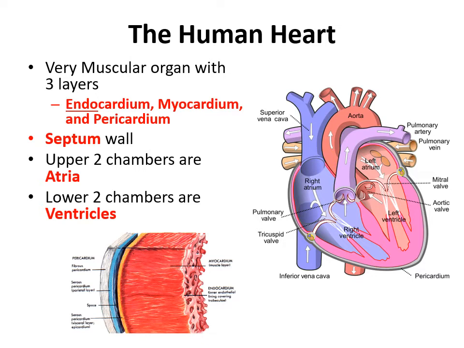Now, in the heart, we've already mentioned that you have atria and you have the ventricles. The atria, we said, are the top chambers. This is where blood will enter, whether it's entering from the body or from the lungs. It has to enter atrium first, and then it goes into a ventricle. And the ventricles are the lower chambers that will then pump blood away from the heart.